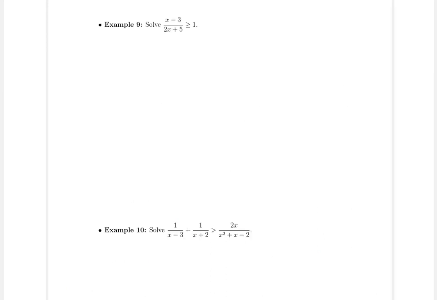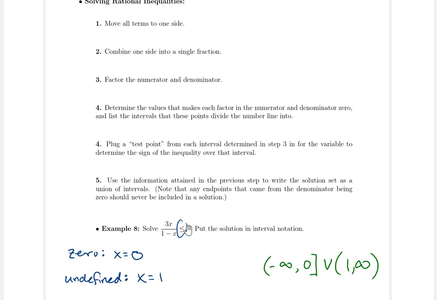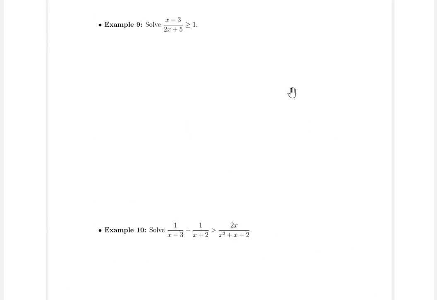All right, so let's look here at example 9. So example 9 has us look at this: 8x minus 3 over 2x plus 5 is greater than or equal to 1. Now, this looks maybe pretty similar to the last one, but there's a big fundamental difference. Here we had 0 on one side. Here we have 1.